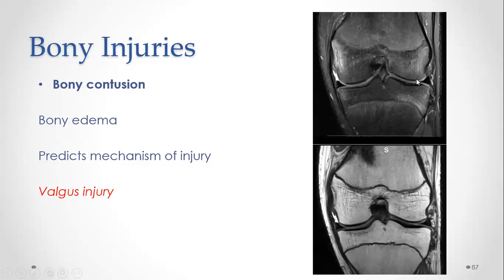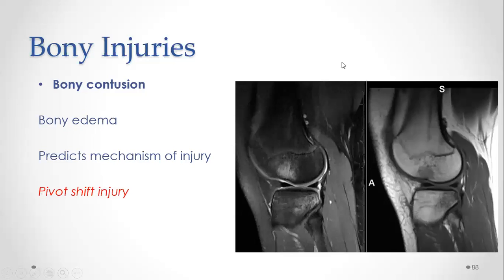Another pattern of bony contusion is when it happens in the periarticular aspect of the lateral tibiofemoral compartment. Then we would recognize, by looking at the pattern of the bony contusion, that this must have been a valgus stress mechanism of injury. And if you look medially, you see bony avulsion injury of the MCL.